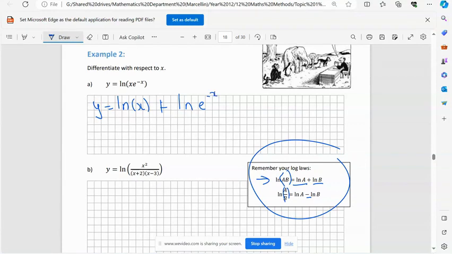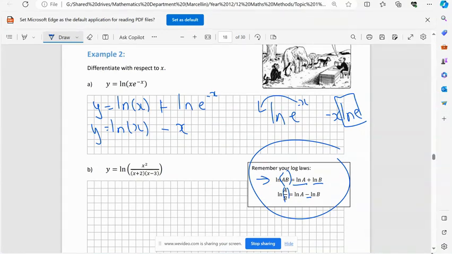There's even more rules you could employ here. It's not written there, but you may remember that the rule here, you can put the power out the front, right? Okay, and also that ln e is equal to 1. So you can actually just write that as take x, right?